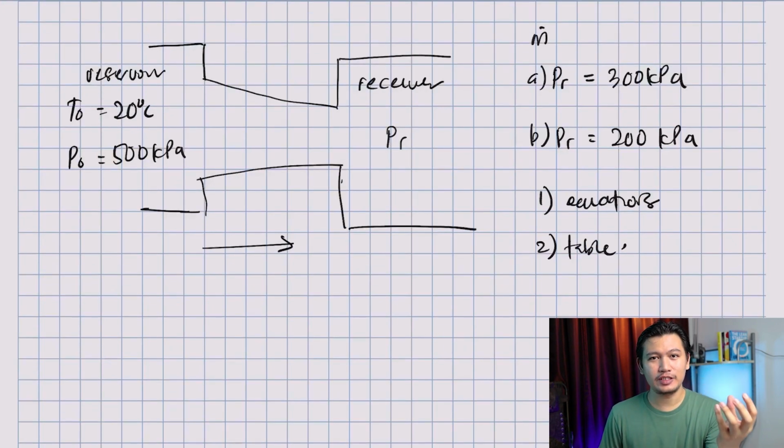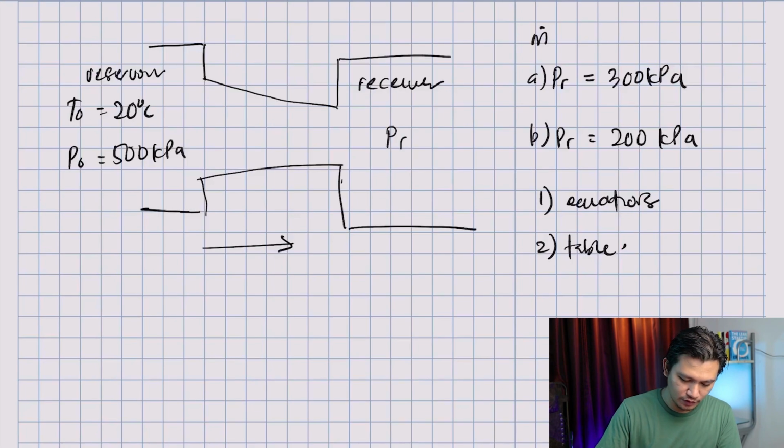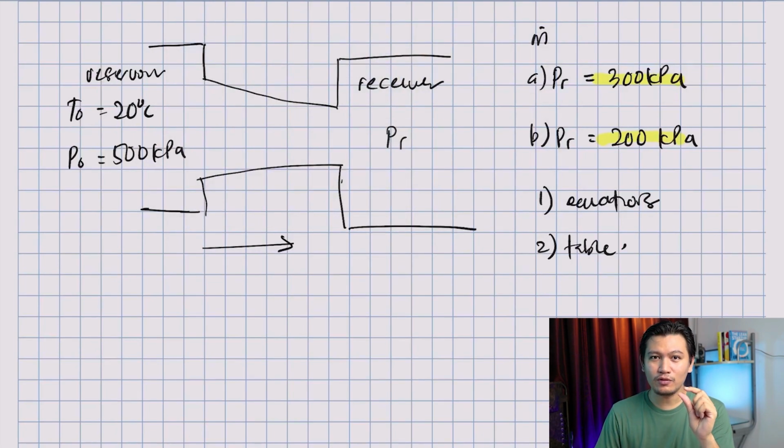When you are presented with this kind of question, what should be your first priorities? First of all, you need to know whether the flow is subsonic or supersonic when it enters the receiver. Given the pressure of the receiver, either 300 kilopascal or 200 kilopascal, does the flow go to Mach number 1? The reason why this is important is because you are looking for the mass flow rate. When Mach number equals 1, then the mass flow is maximum. The mass flow cannot be larger than what it is when the Mach number is equal to 1.